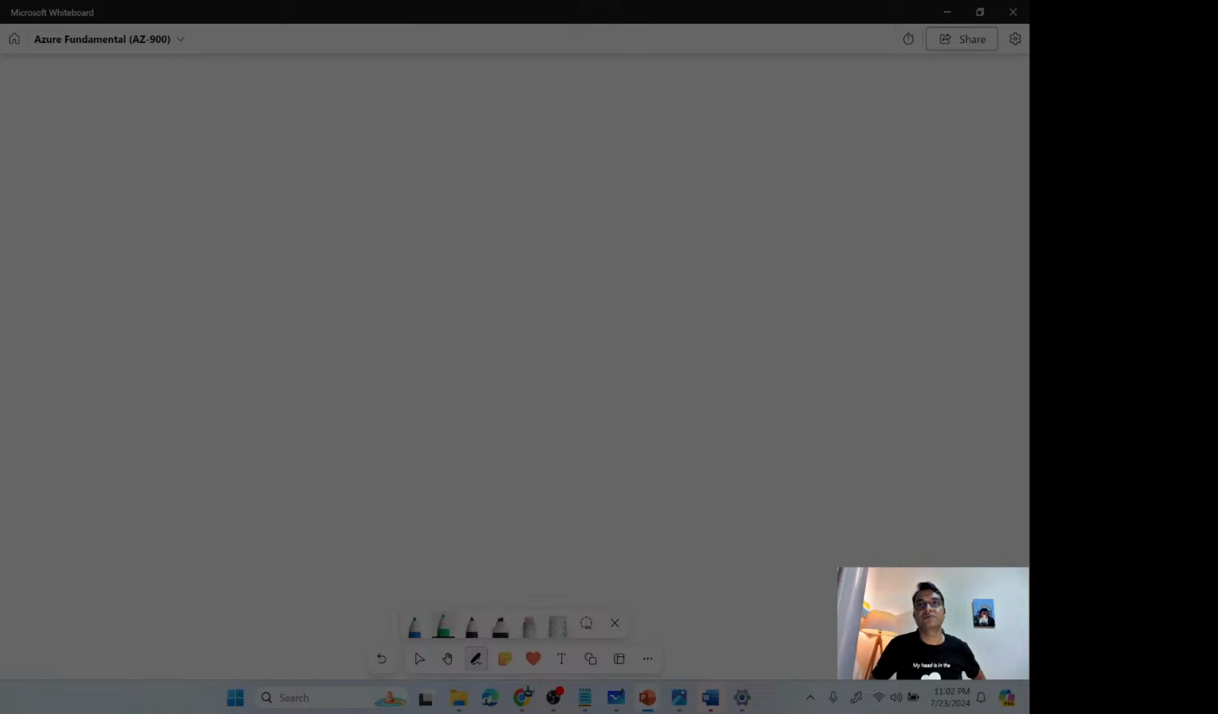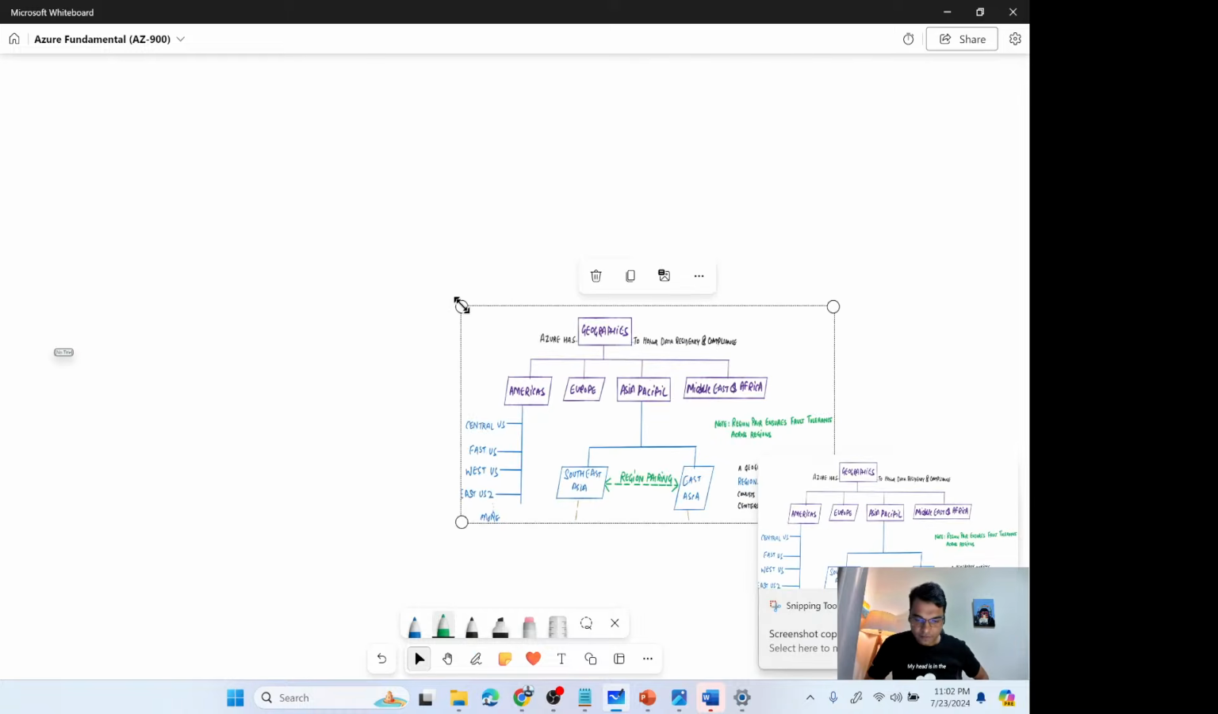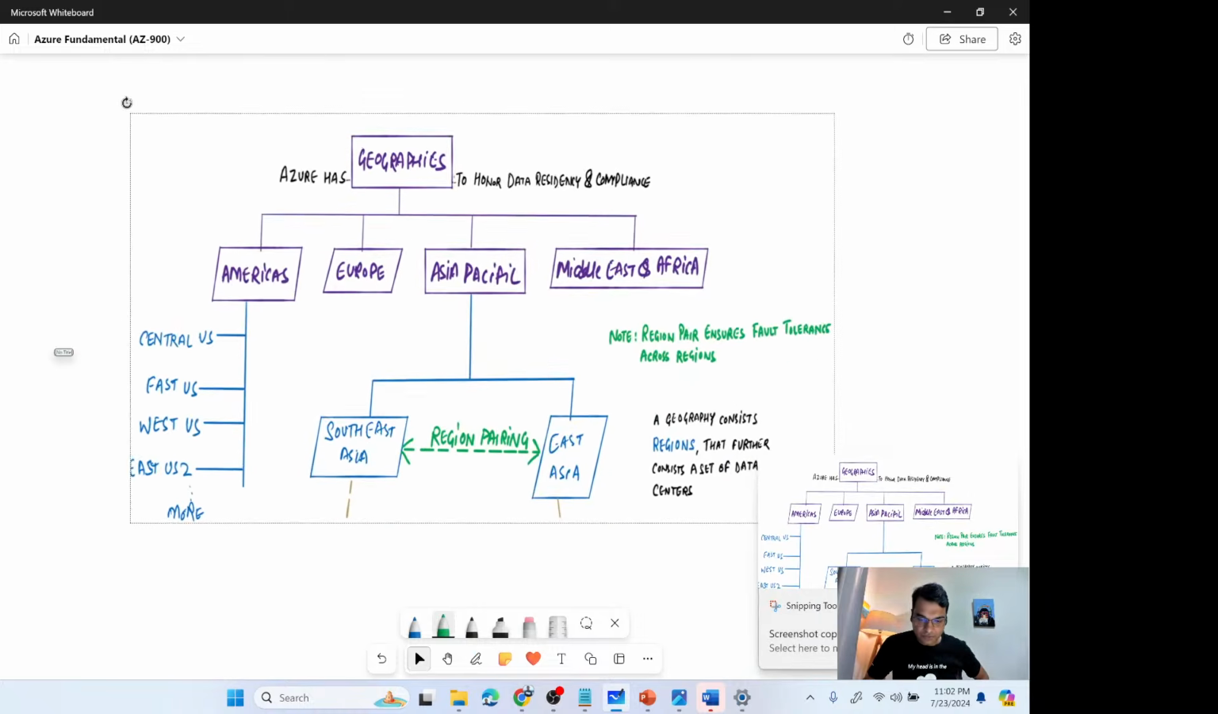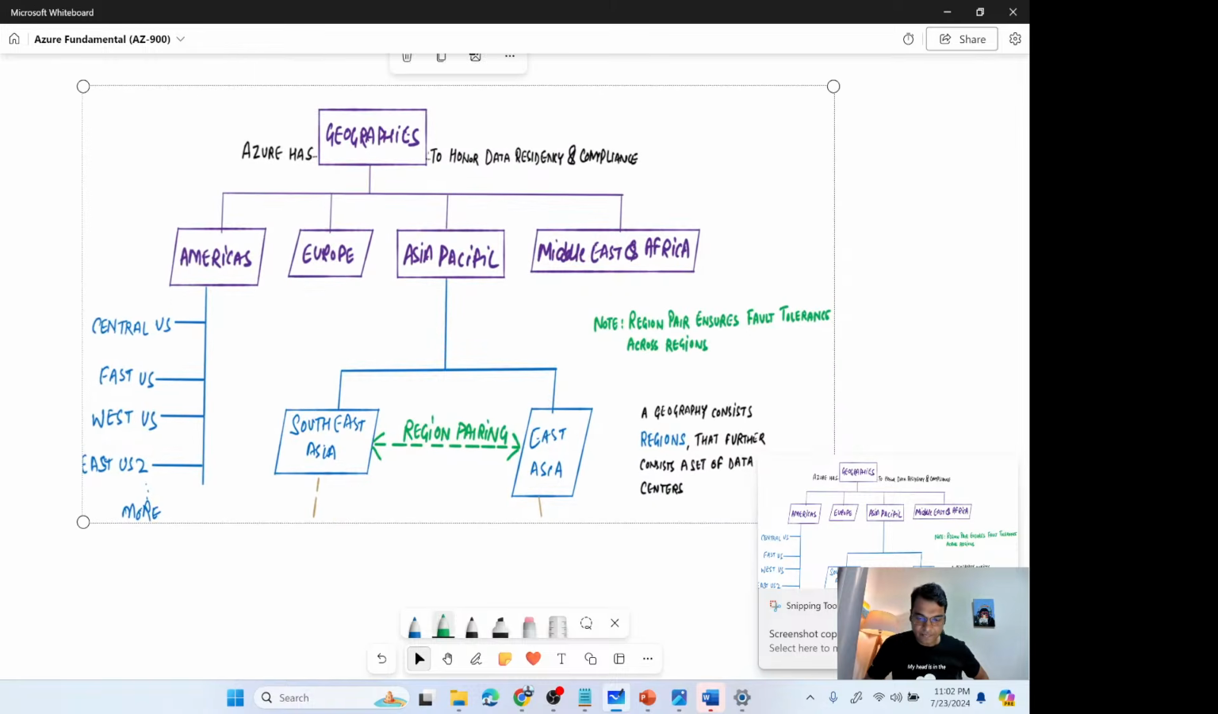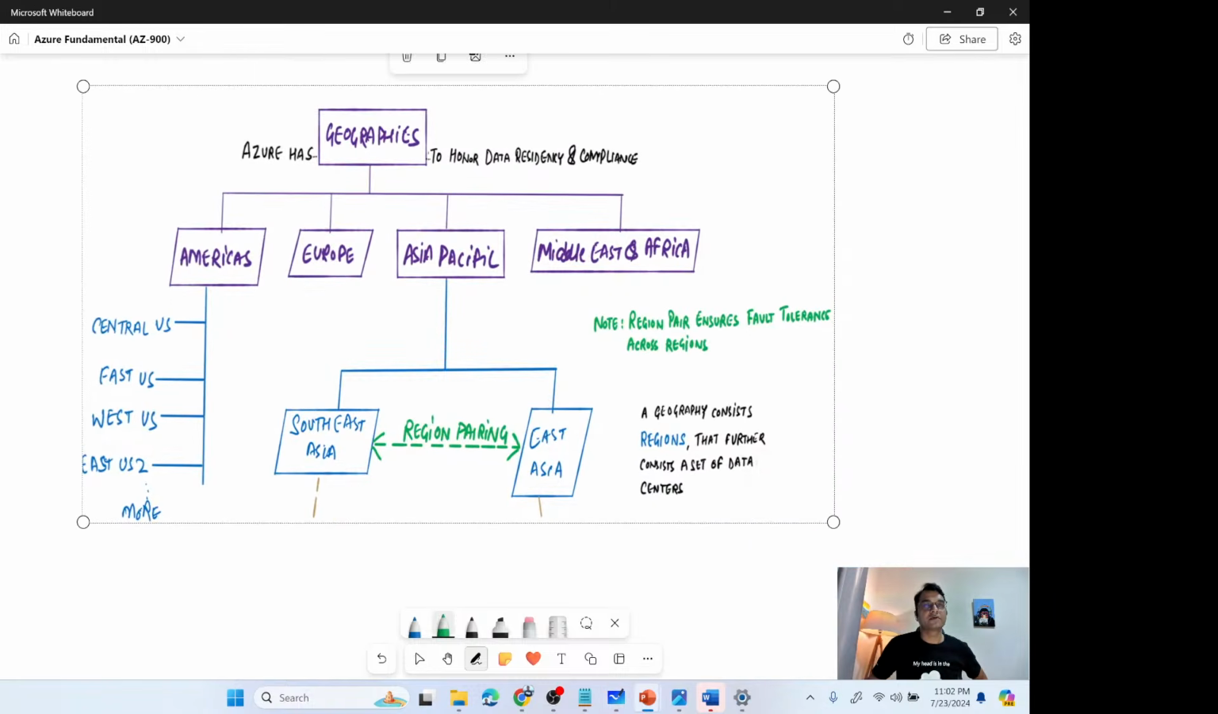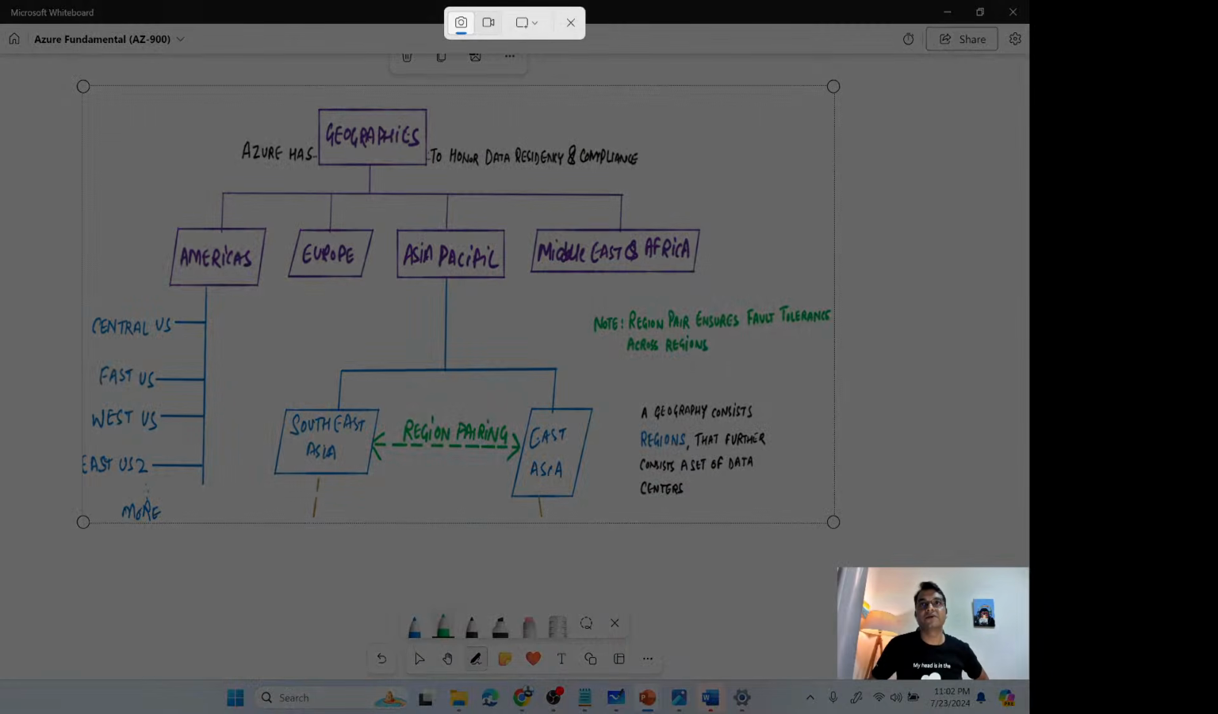Yeah, just give me one moment. Architectural component, we will get to that. In the meantime, take a look at this image that I pasted over here.